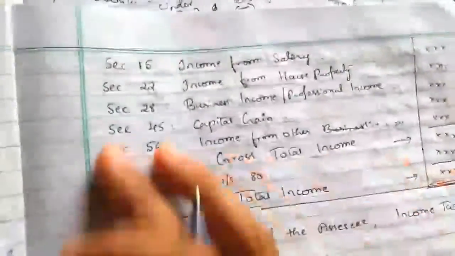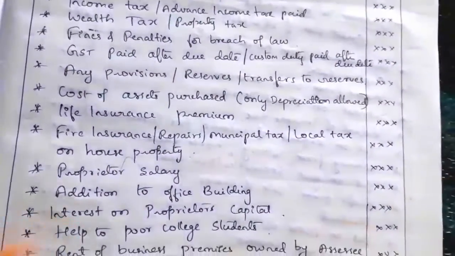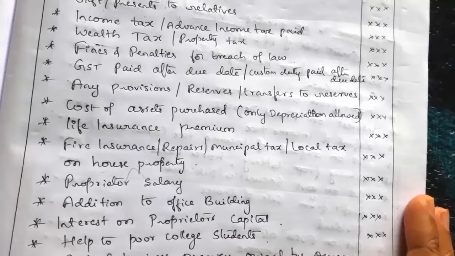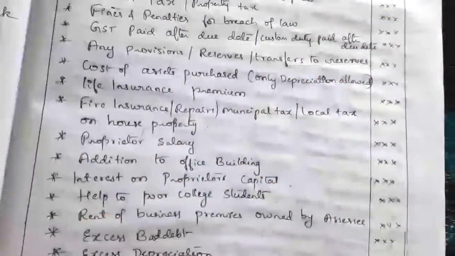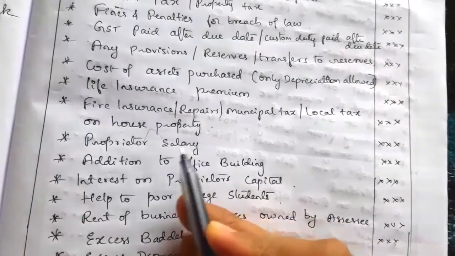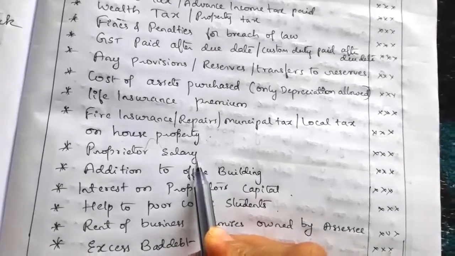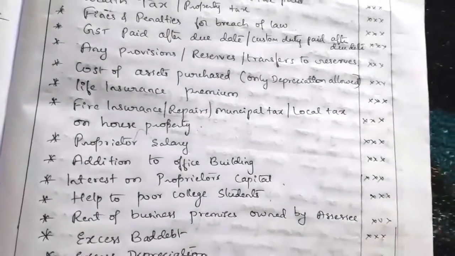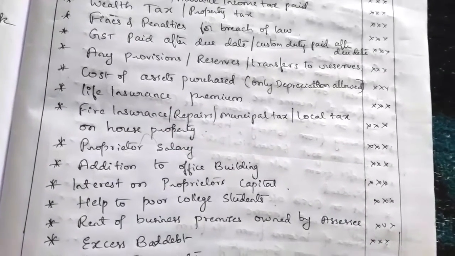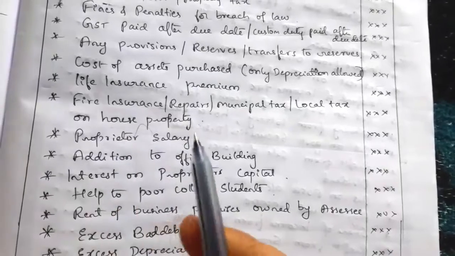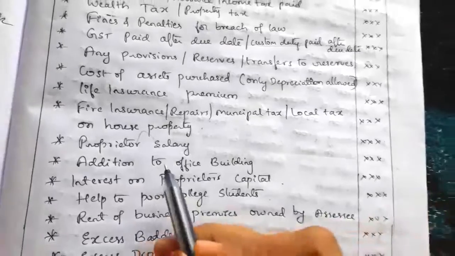So that is nothing but income from house property under section 22, and it should be recorded there. It is not relating to business expenses, so it should be added back, disallowed. Then proprietor's salary: the owner's salary is not relating to business. Salary paid to employees of a business is allowed, but if a business owner receives salary, it is not a business expense, so it should be disallowed.